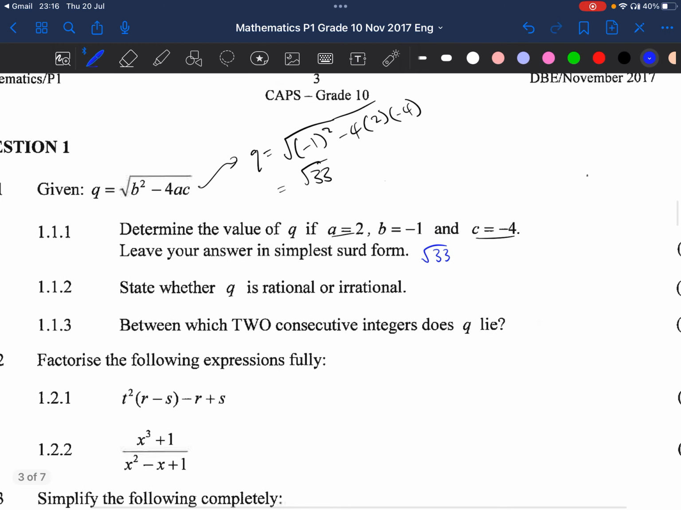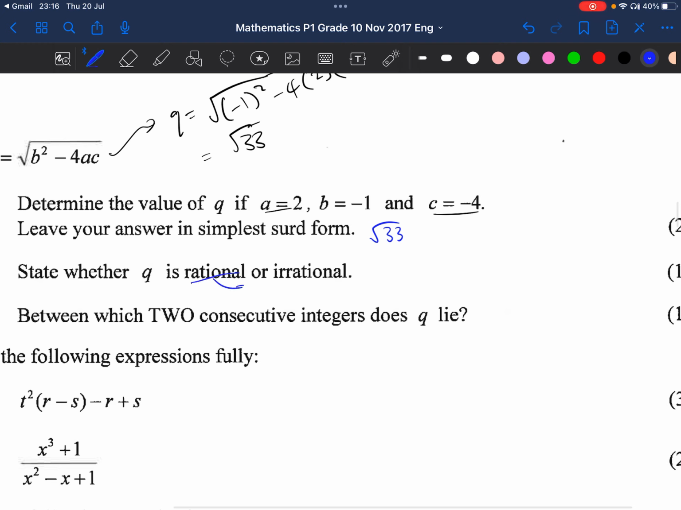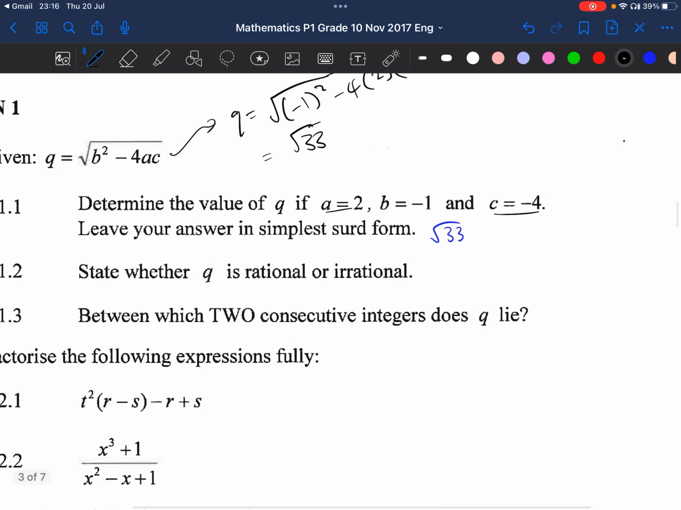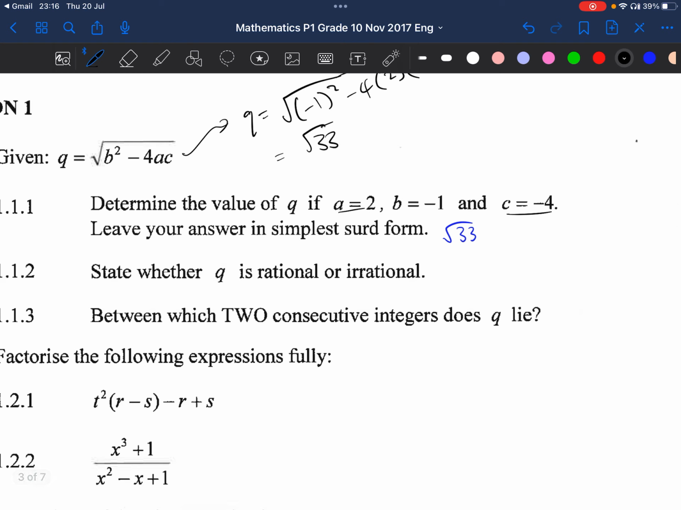Okay, next question is, state whether q is rational or irrational. Now remember, rational numbers are numbers that can be expressed in fraction form, so in the form of a over b, whereas irrational numbers can't be expressed that way. There's no pattern. So if we take root of 33, 33 isn't a perfect square, so that means that we aren't going to get a rational number. So that means that q is irrational.